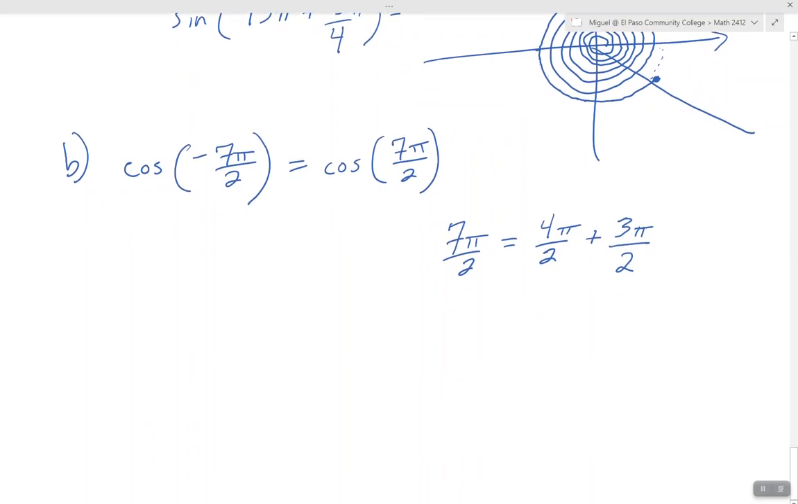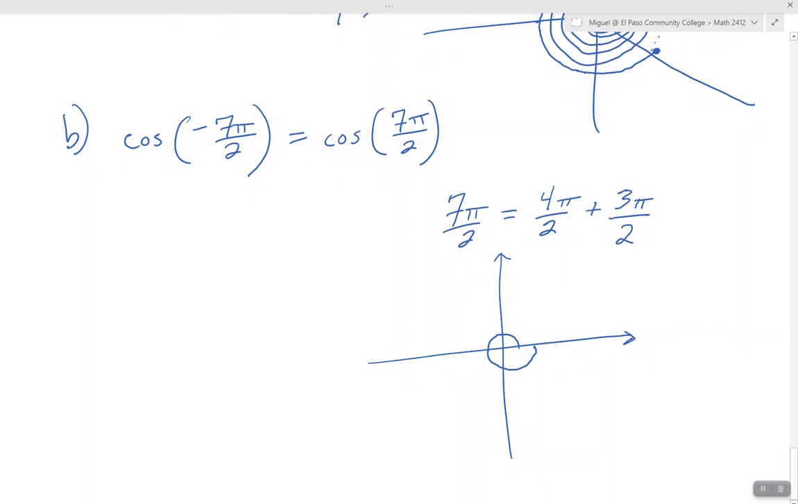Now let's see if we can figure out which quadrant the angle would be in. So 4 pi over 2, that's just 1 full revolution. So we go all the way around once. And then how do I do 3 pi over 2? How far do I go?